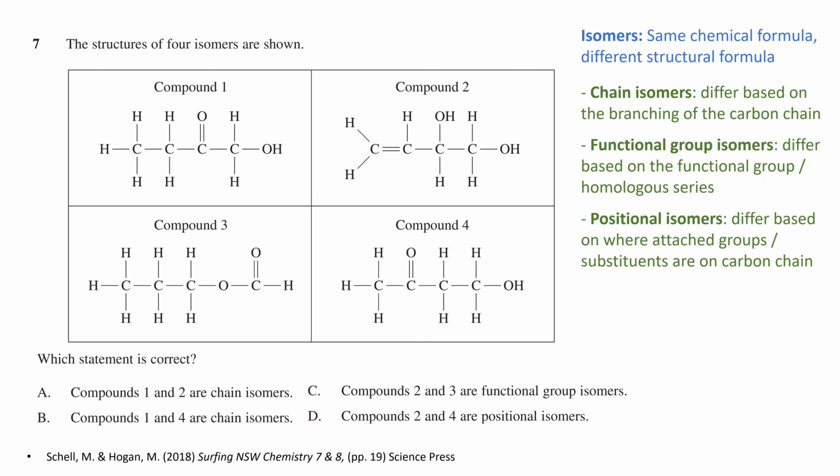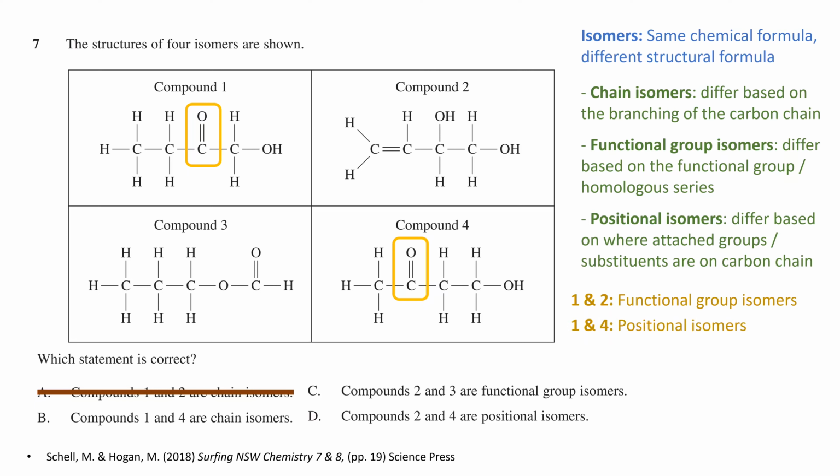If we start with option A and compounds 1 and 2, we see they both have double bonds, but their functional groups are different. Therefore, 1 and 2 are functional isomers, and option A is incorrect. For option B, compounds 1 and 4 have very similar structures, except the position of the C double bonded O group is in a different place along the chain. Therefore, 1 and 4 are positional isomers, and option B is also incorrect.